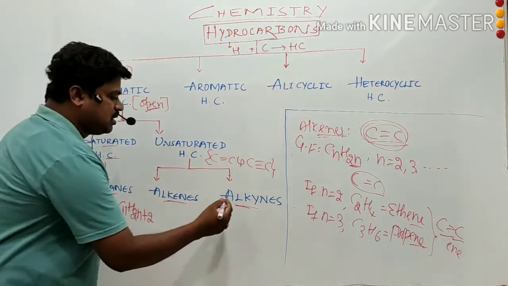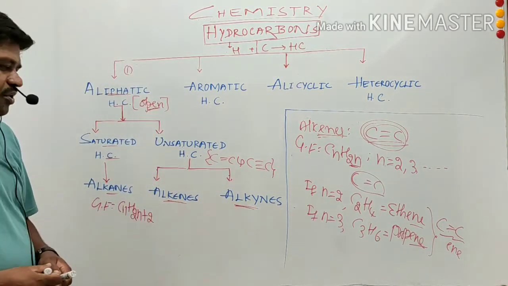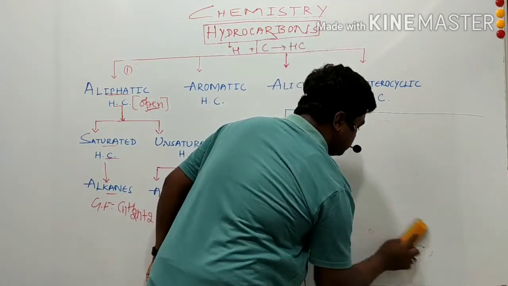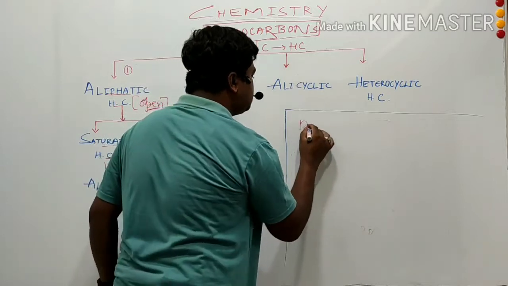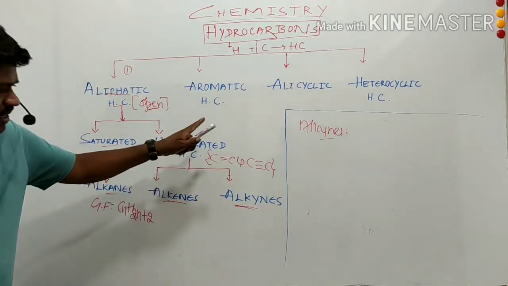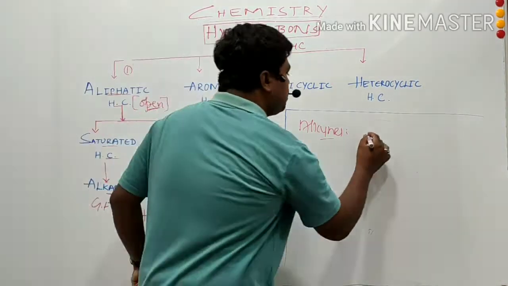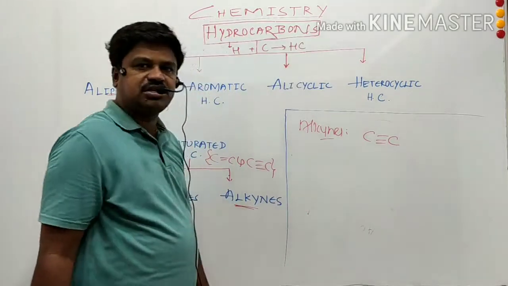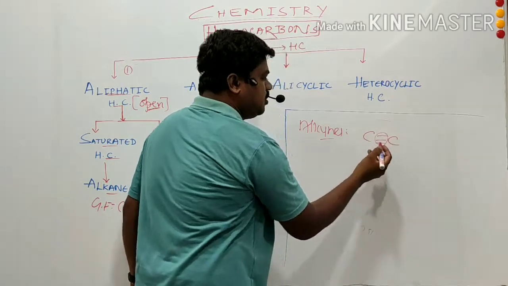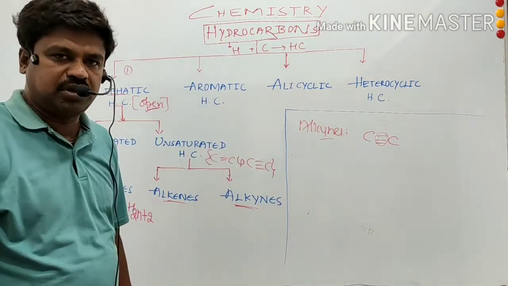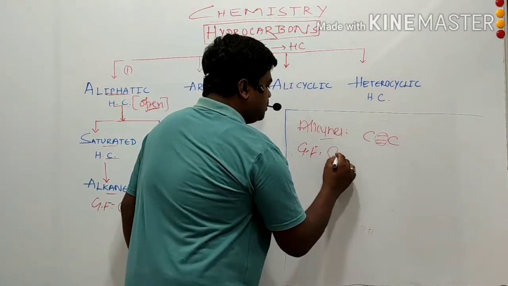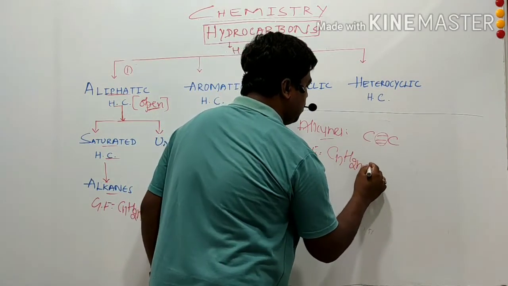Coming to another kind of unsaturated hydrocarbon, alkynes. What are alkynes? Alkynes are also unsaturated hydrocarbons, but they contain a carbon-carbon triple bond in their open chain structure. Here also, the valency of carbon is not balanced. That's why, to balance the valency, they contain a triple bond in the structure. And alkynes have the general formula CnH2n-2.